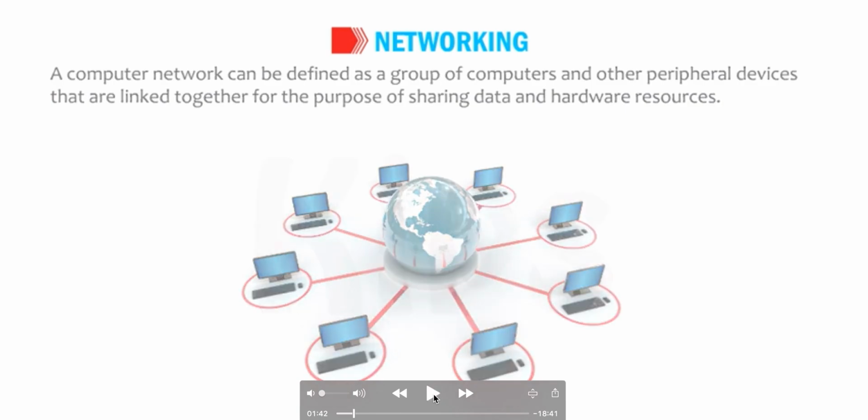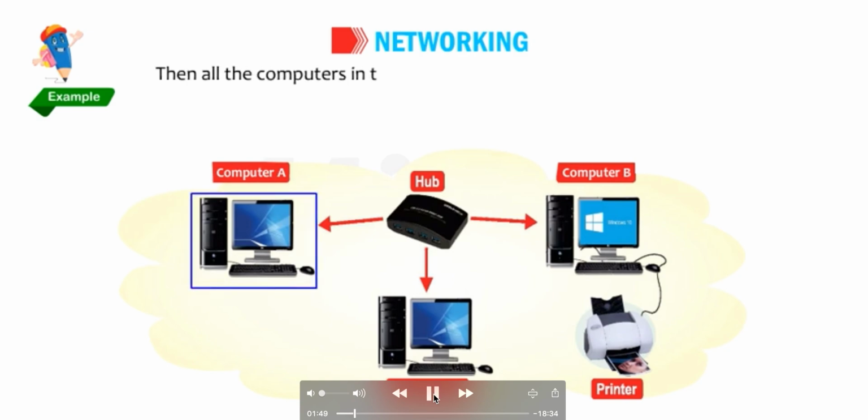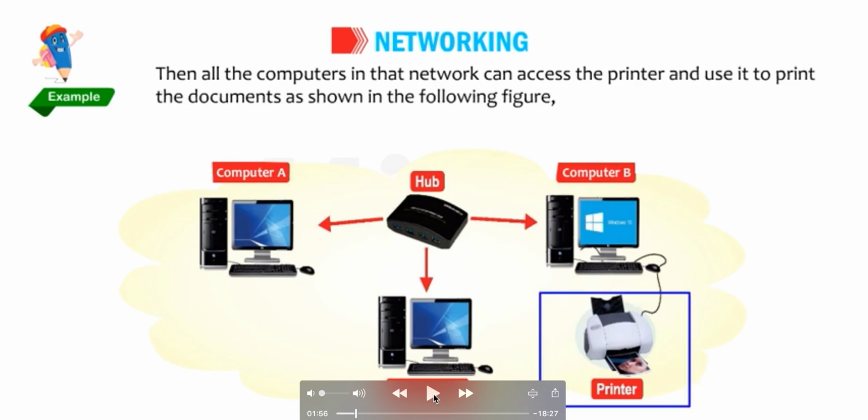So the major thing is a computer network can be defined as a group of computers which are interconnected with each other. What is the purpose of interconnecting? The purpose of interconnecting each system is for sharing data. Not only data, it can share hardware resources also. For example, if one of the computers in a network has a printer attached to it, then all the computers in that network can access the printer and use it for printing documents, as shown in the following figure.